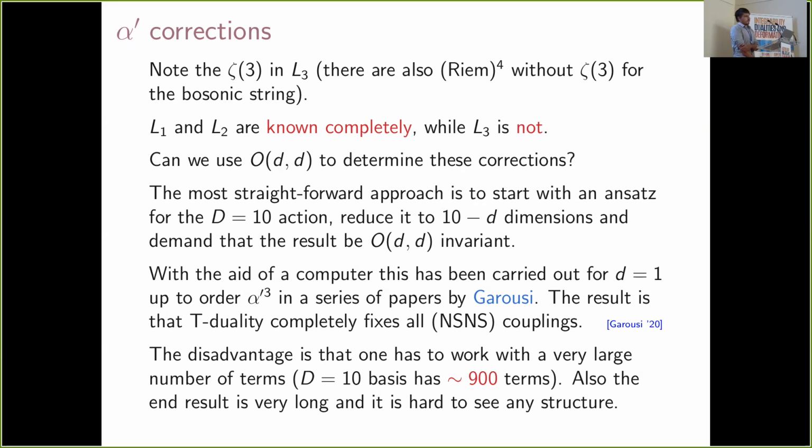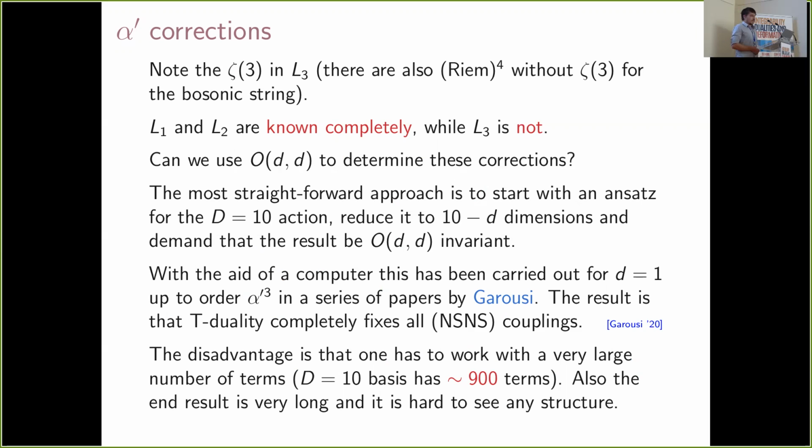For example, for alpha prime cubed, he has to start from an ansatz in 10 dimensions, which has a basis of about 900 terms. And then you have to reduce those and demand T-duality invariance. And in the end, you end up with some result, but it consists of hundreds of terms, and it's very hard to see any structure in the result. I think it's about 200 terms or over 200 terms in the end result.